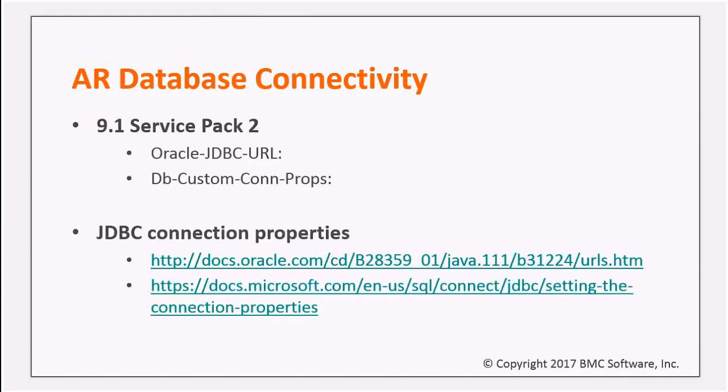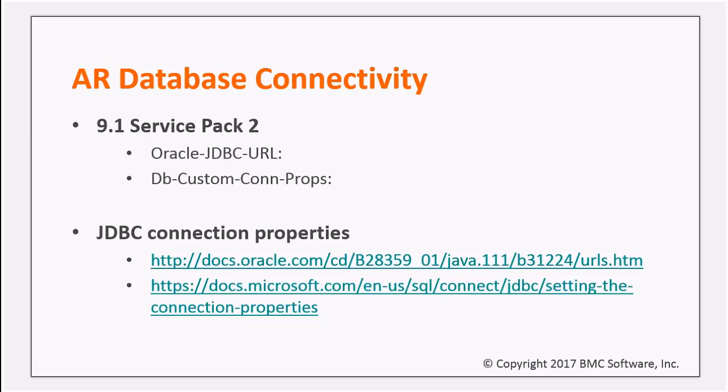Prior to version 9.1 Service Pack 2, the connection string format was fixed, with no way to add the options that were used with the native clients to configure additional features. SP2 introduced two new ar.conf options, Oracle JDBC URL and DB custom conprops. The former allows for the connection string for Oracle databases to be explicitly provided. If this option is present in the ar.conf file, it overrides the standard format and the connection string derived from the standard settings is ignored.